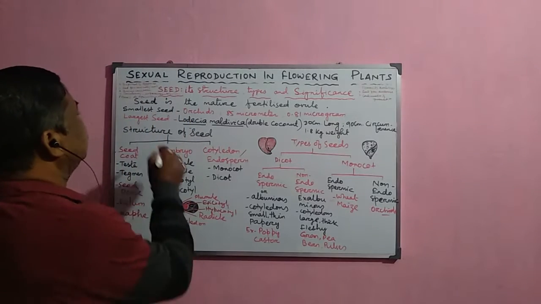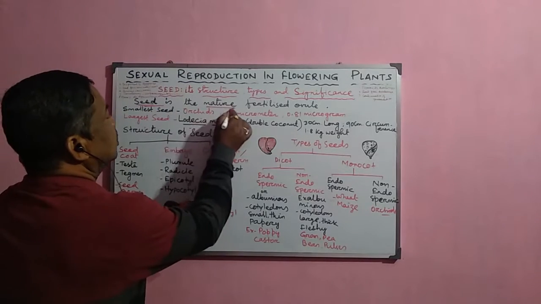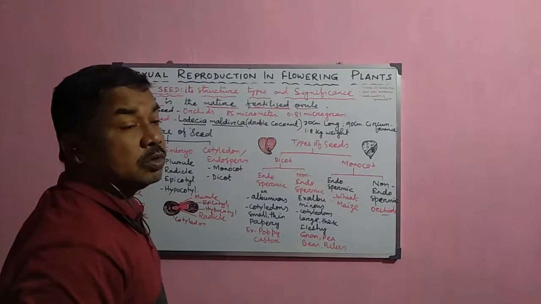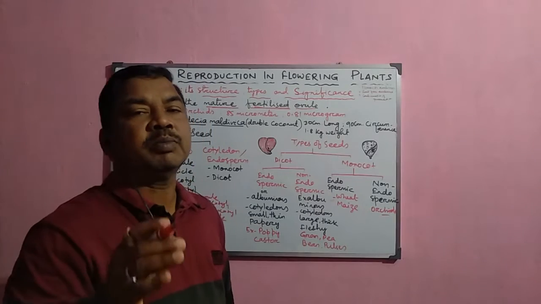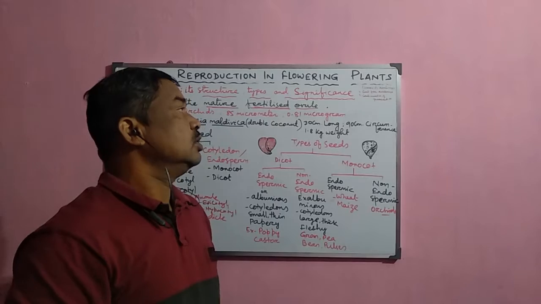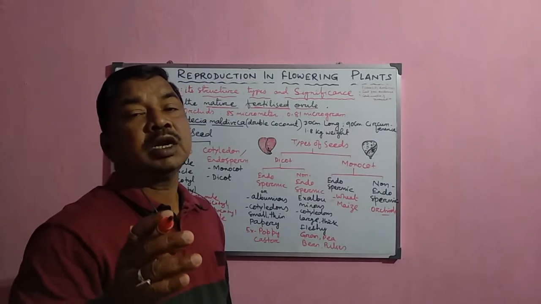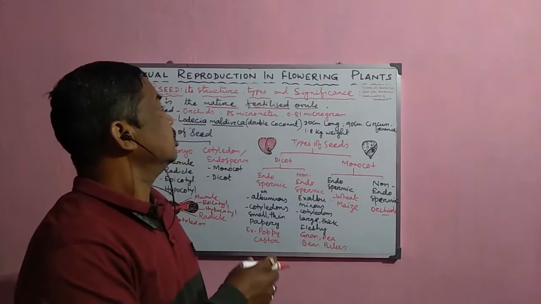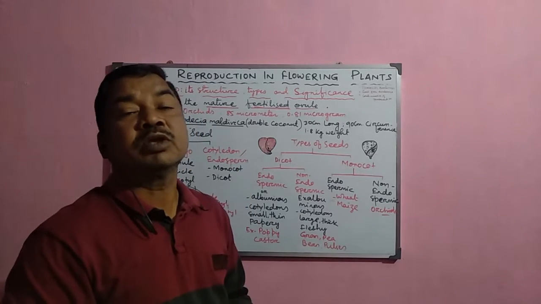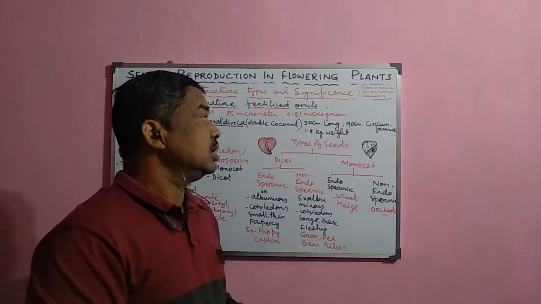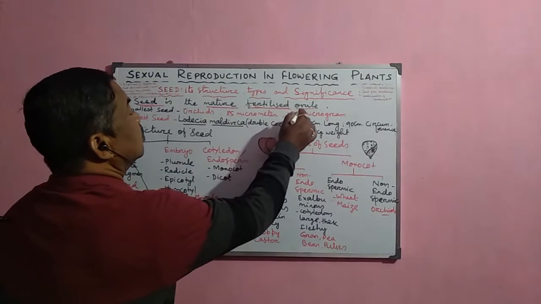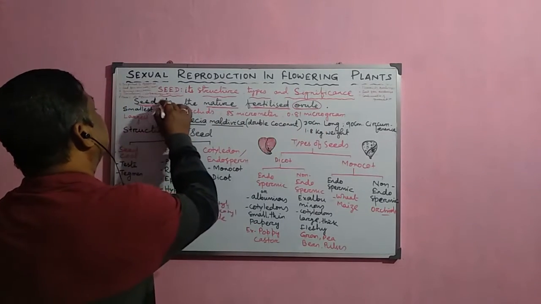Now, the seed is actually the mature fertilized ovule. The ovule is one of the important parts of the female reproductive system of the angiospermic plant. Normally, the ovule is present inside the ovary, and it contains the embryo sac. Inside the embryo sac, the egg cell is there. And after fertilization, this ovule develops into the seed.